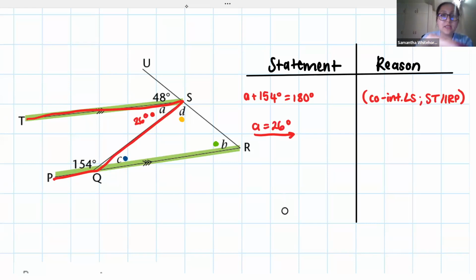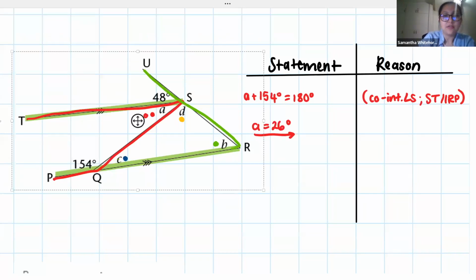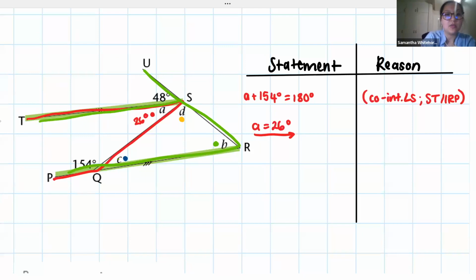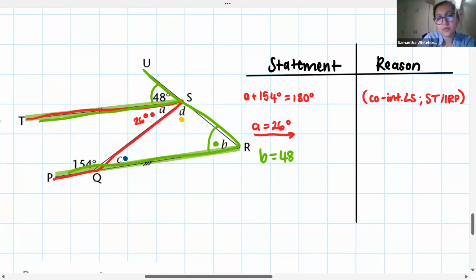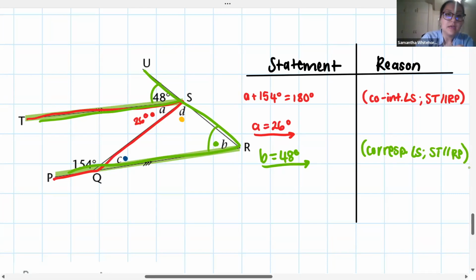Right, I'm going to go alphabetical. So if I now go to B, it was this greeny color. I see an upside down backwards F shape. And so what that tells me is that B and 48 correspond with each other. So B is equal to 48 degrees. Nice and easy corresponding angles. I'll spell corresponding there for a second. And again, state your parallel lines. ST is parallel to RP, or PR, doesn't really matter. So now I know B is 48.